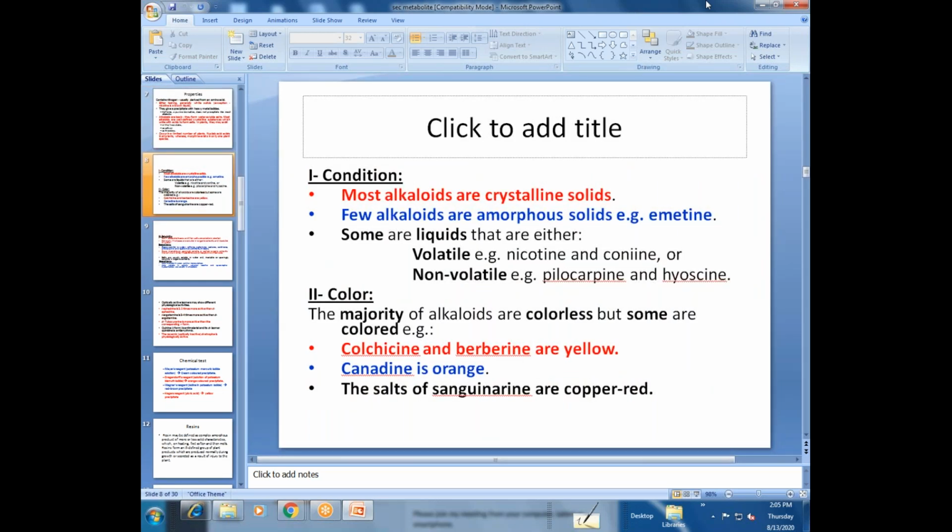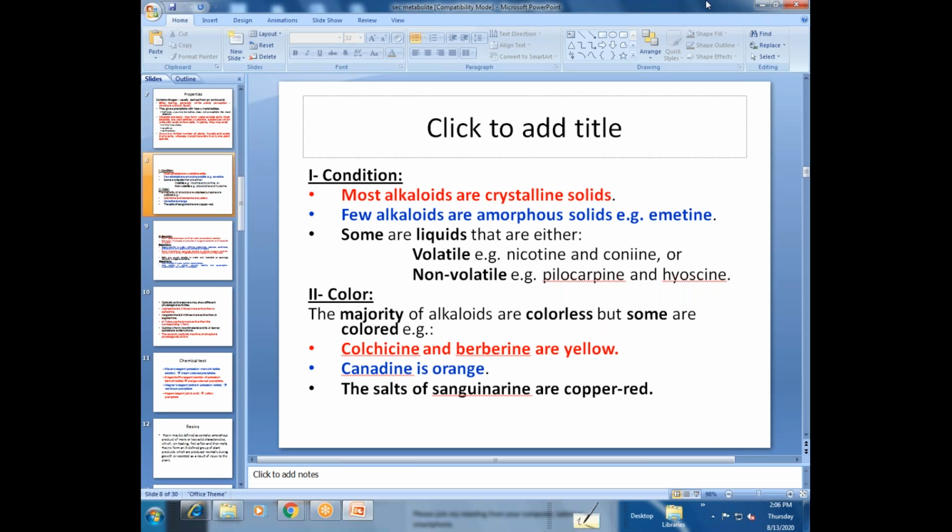You can see alkaloids are crystalline solids. Sometimes they are amorphous in nature. An example of amorphous is emetine. Sometimes they are not crystalline substances. Instead, they are liquids, either volatile or non-volatile. Volatile ones are nicotine and coniine. Non-volatile ones are pilocarpine and hyoscine. These are the liquid alkaloids. Otherwise, all alkaloids are crystalline in nature.